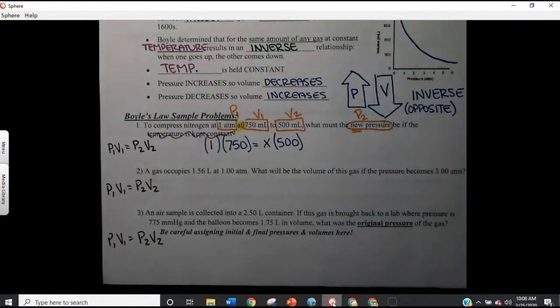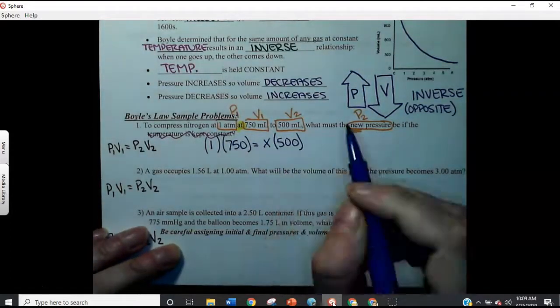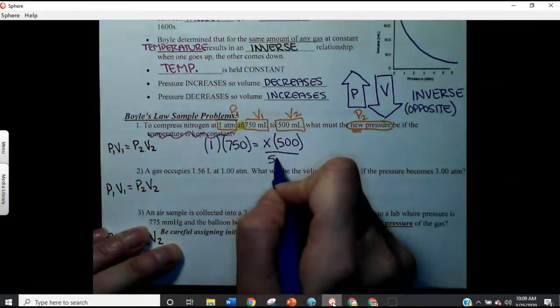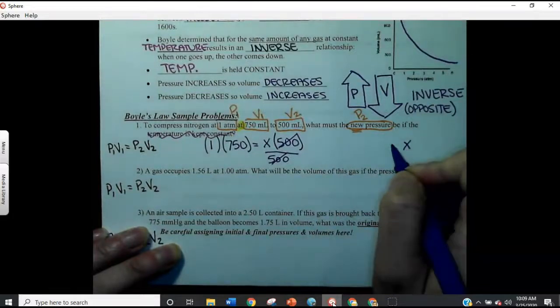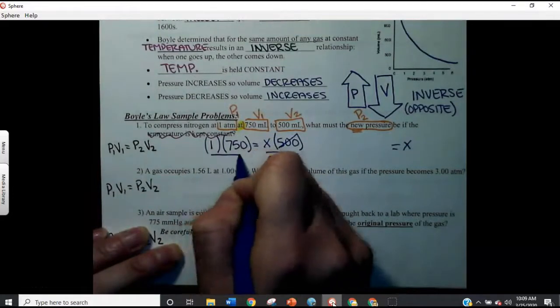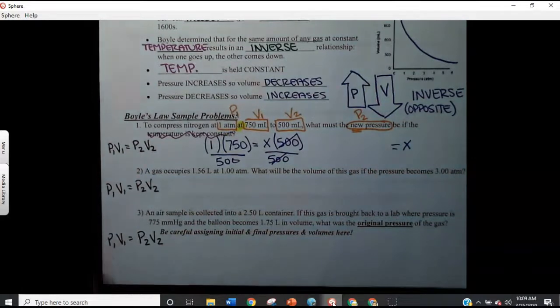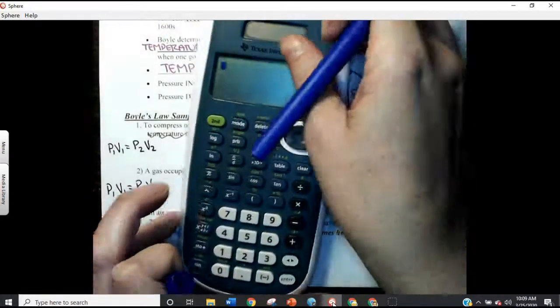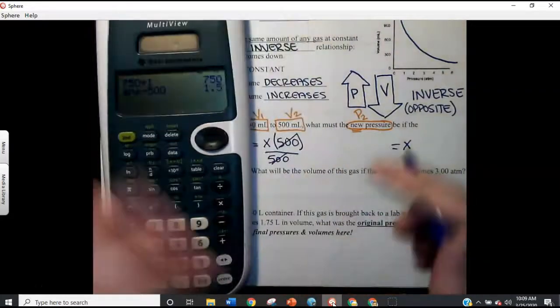All right, combining like terms, 1 times 750 is 750. Great. I need to do the opposite of multiplying by 500. So if I divide by 500, then these cancel out, and I only have x left on the right-hand side of my equation. And if we do it to one side, we do it to the other, so I'll divide this side by 500. So 750, let me get my calculator that I finally picked up. 750 times 1 doesn't change, divided by 500 equals 1.5.